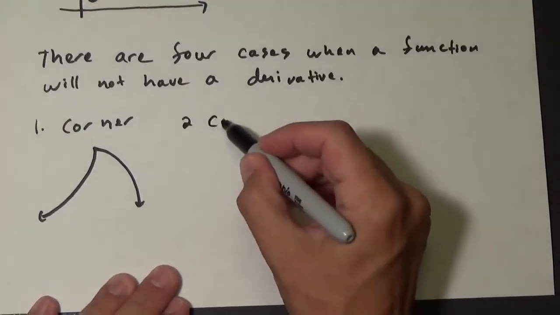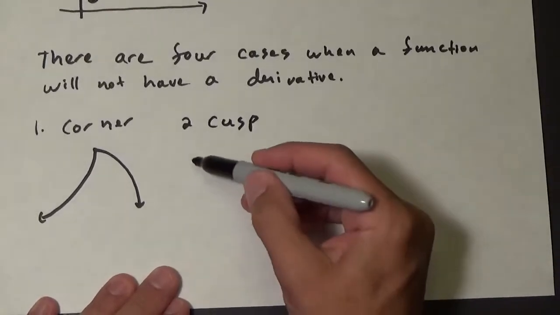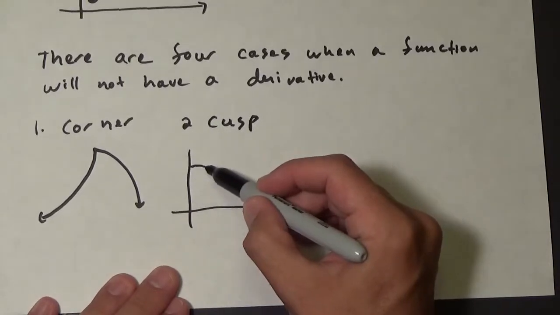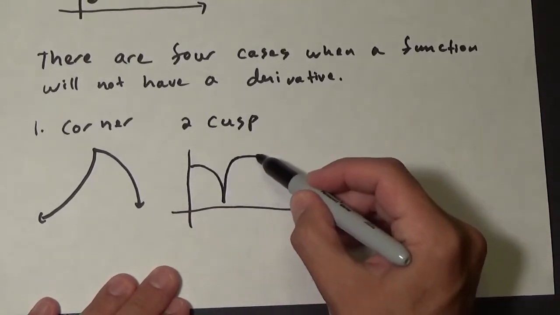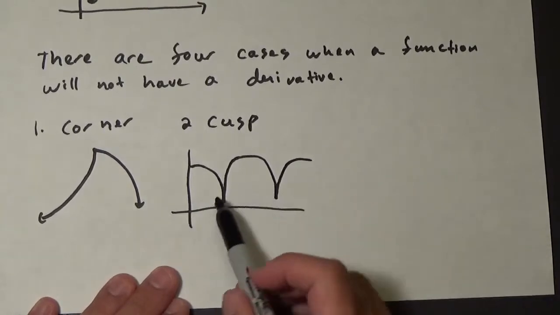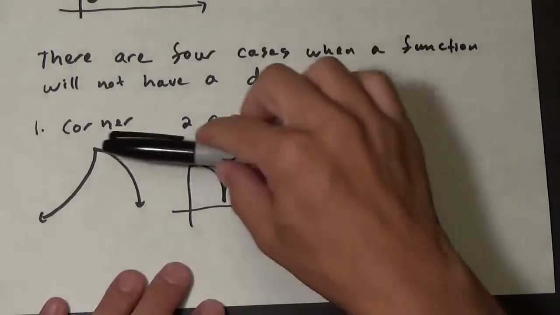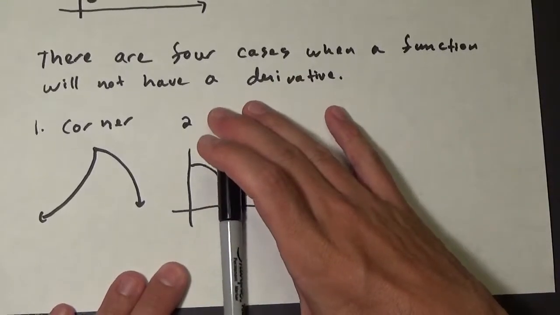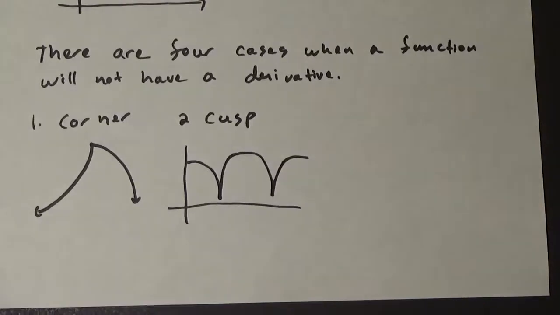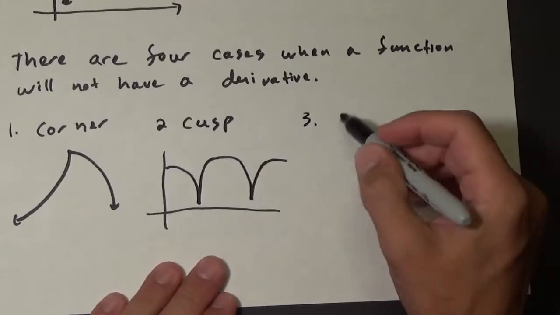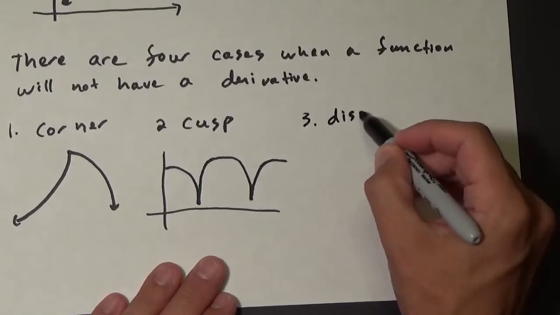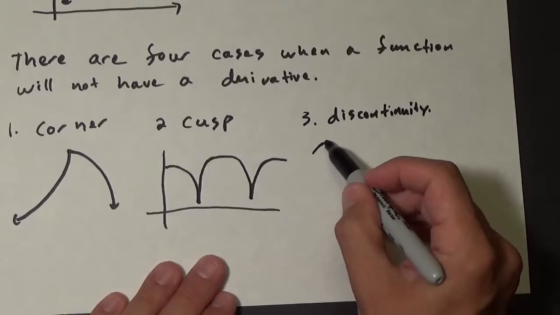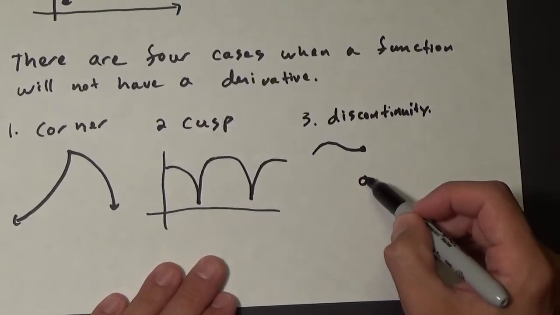The second one is a cusp. So an example of a cusp would be if we had a function here and it came in, comes back out. Okay, so in this case, what happens is we're coming in, we hit a certain tangent line, and then it stops and it goes back the direction it came. That's a cusp. Number 3 is a discontinuity. Okay, so that's where you have something like this.